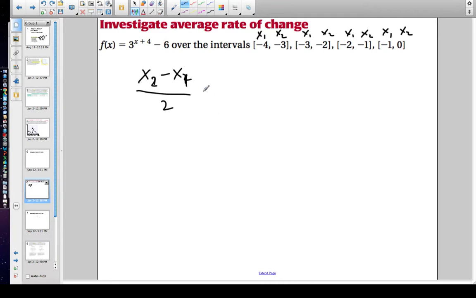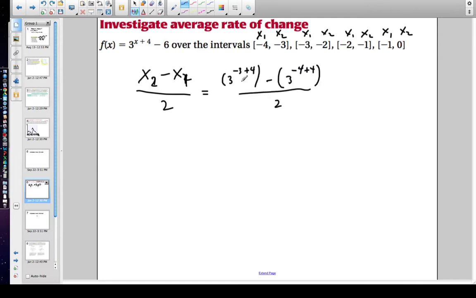Okay, so if I want to go ahead and do that for the first pair, I would sub in these x values. So first I'd do 3 to the negative 3 plus 4. Remember, I subbed in x2. And then 3 to the negative 4 plus 4.